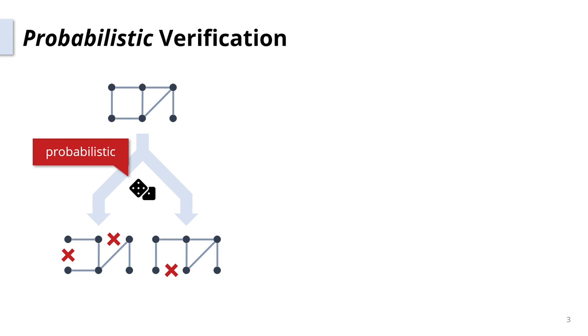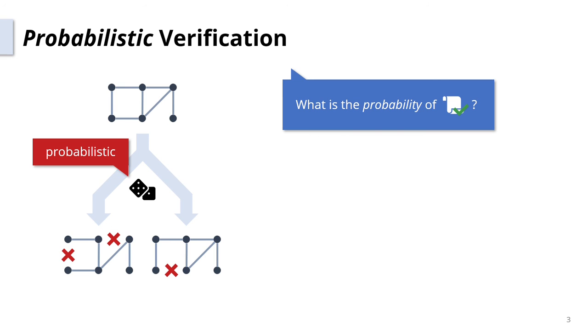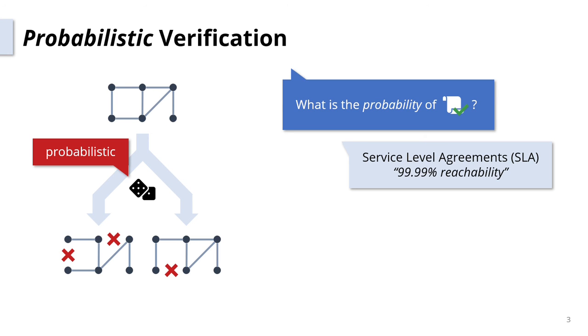So in reality, the failures within a network are probabilistic, so link and node failures are the result of a random process. So we can lift the question of whether the property holds to this probabilistic setting and instead ask the question, what is the probability that the property holds? This is a very practical question. So for instance, consider an operator wanting to verify a service level agreement that with 99.99% probability or fraction of time, some prefix is reachable.